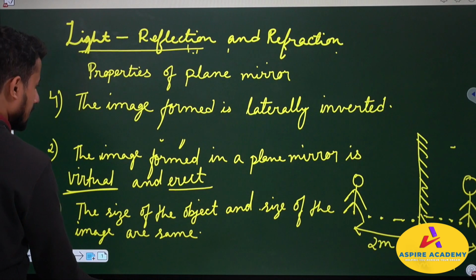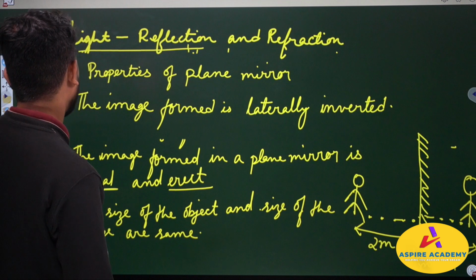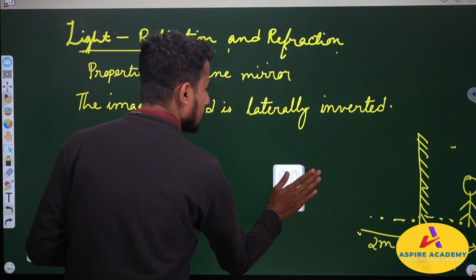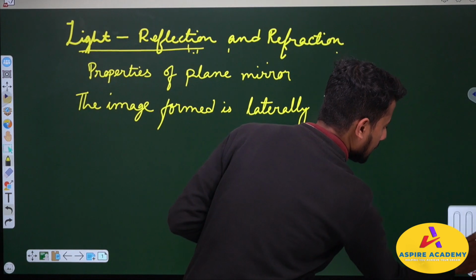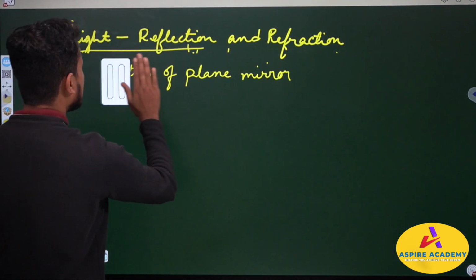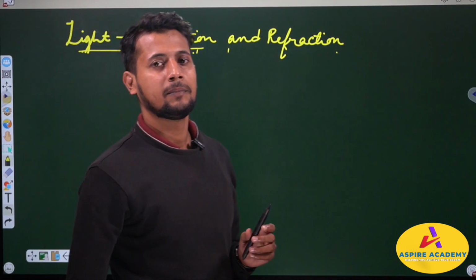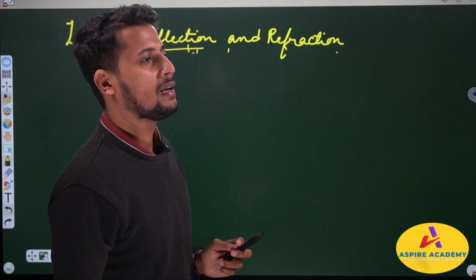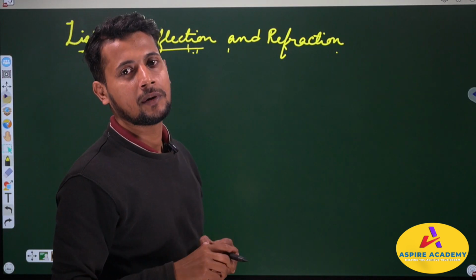Alright, so I hope you are clear about the properties of plane mirror. So what have we learned? We have learned what light is, then how light helps us to see objects around us. Light helps us to see objects around us with the help of reflection. That means when light bounces back from an object and enters our eyes, the image is formed in our eyes.